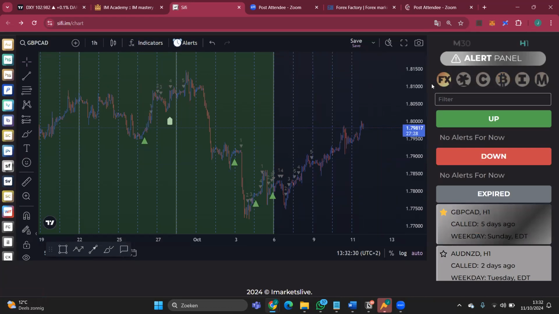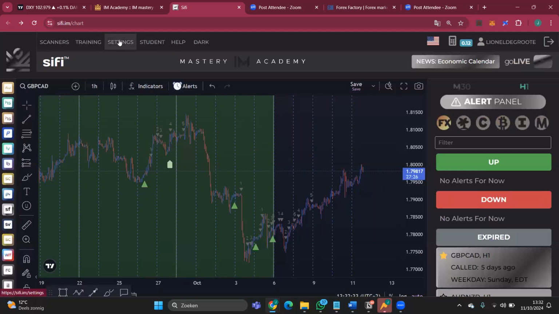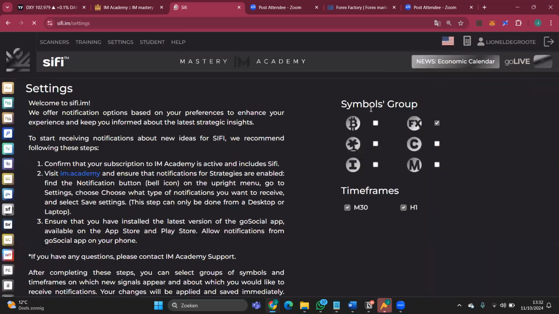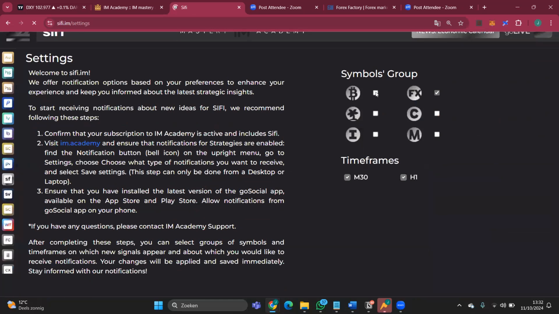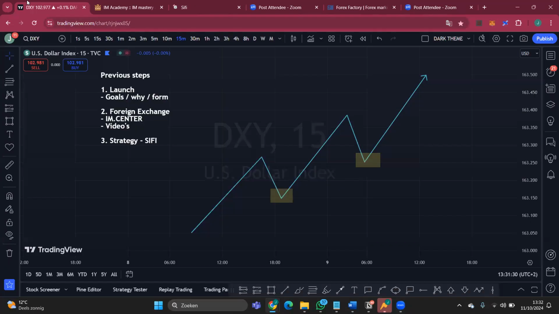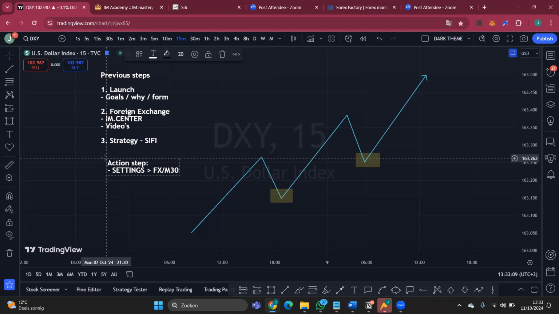Something important is, of course, your settings. The settings you can see here at the top, you want to have set up the right way, and this will make sure that you get alerts. So you want to check off the FX box, and you want to check off the M30 and the H1. That's an action step that I'm going to write down right away. Action step: you want to make sure that you have those settings. You have the FX checked off, you have the M30 box checked off, and you have the H1 box checked off.